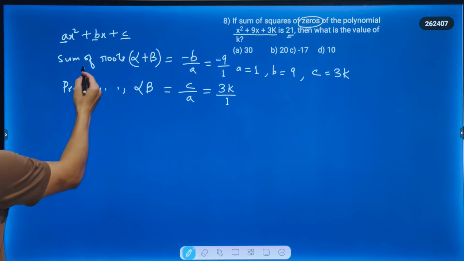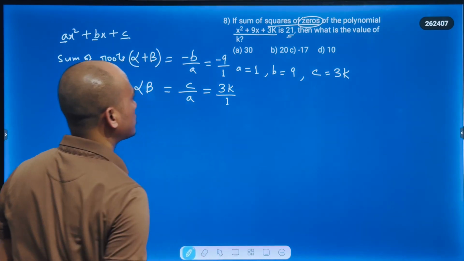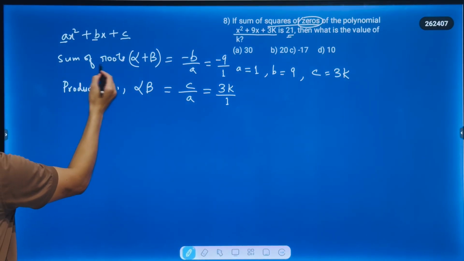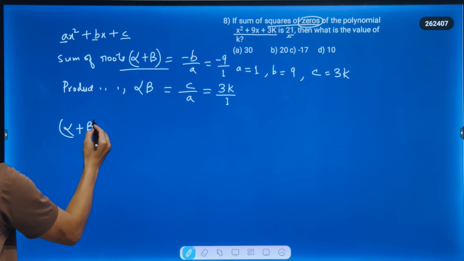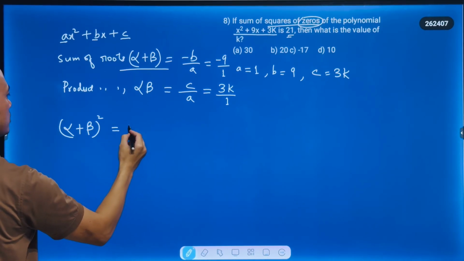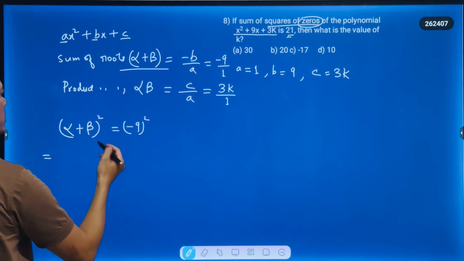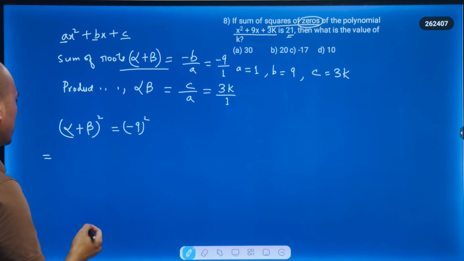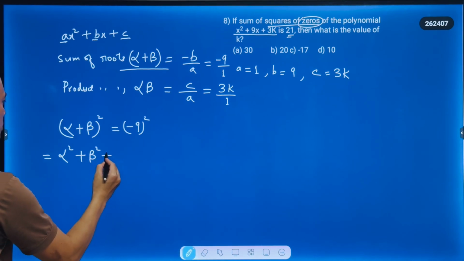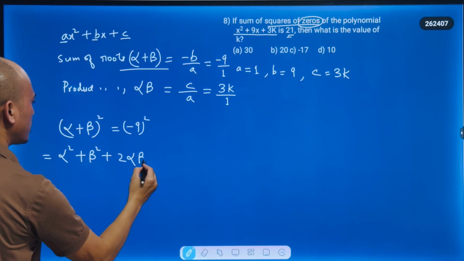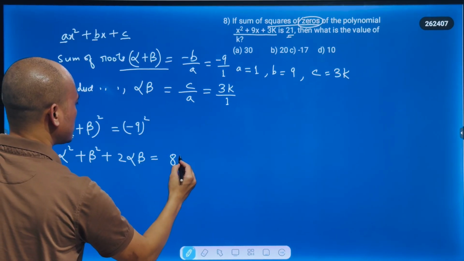Now we have the clue here, squares of roots of the polynomial. So let's square the sum of roots. So (alpha plus beta) square is equal to (minus 9) square. We will use the (a plus b) whole square formula, that is a square plus b square plus 2ab. Then minus 9 into minus 9 becomes plus 81.